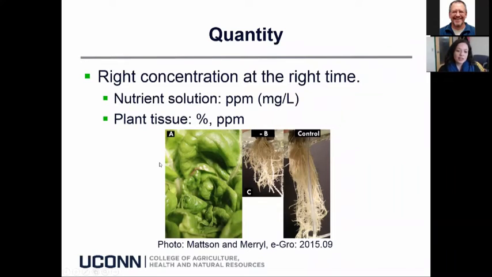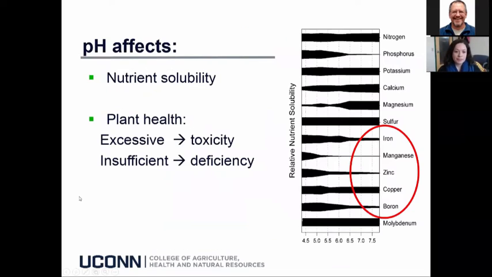Just here, I'm going to point at the photo. We have some photos of calcium deficiency or boron deficiency in the roots here. This is something that Neil Mattson did, and it's in one of the e-Gro alerts under the research bulletin, okay? So one of the most important things when we think about nutrition is how we manage pH.